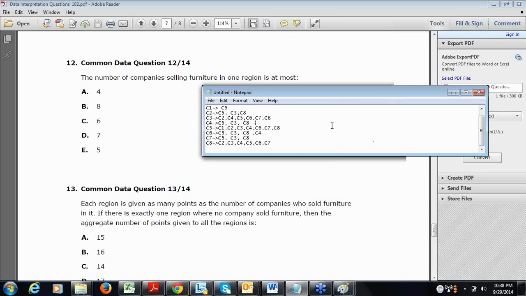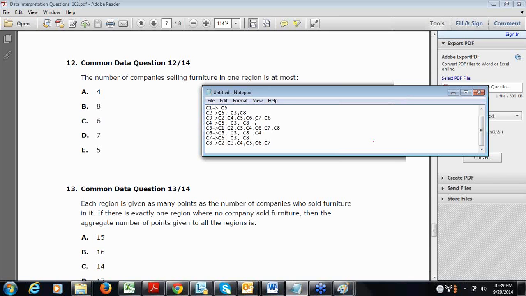Now the question is: the region which has the maximum possible number of computers selling furniture will be one which has C4 or C6, because if it is C1, C2 or C7, the maximum possible computers could be 4. If C1, C2 or C7 is to be included, then the maximum possible can only be 4.